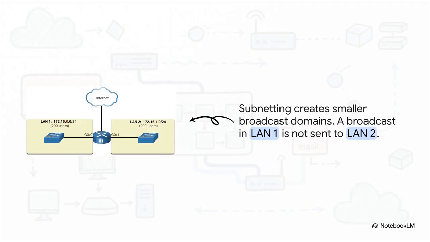And this right here, this is the whole reason we do subnetting. On the left, we've got a network for 200 people. On the right, another 200 people. Because there's a router between them, if someone on LAN 1 sends a broadcast, if they shout, it doesn't bother anyone on LAN 2. By making these smaller broadcast domains, we cut down on the noise and make the whole network faster and more efficient for everyone.